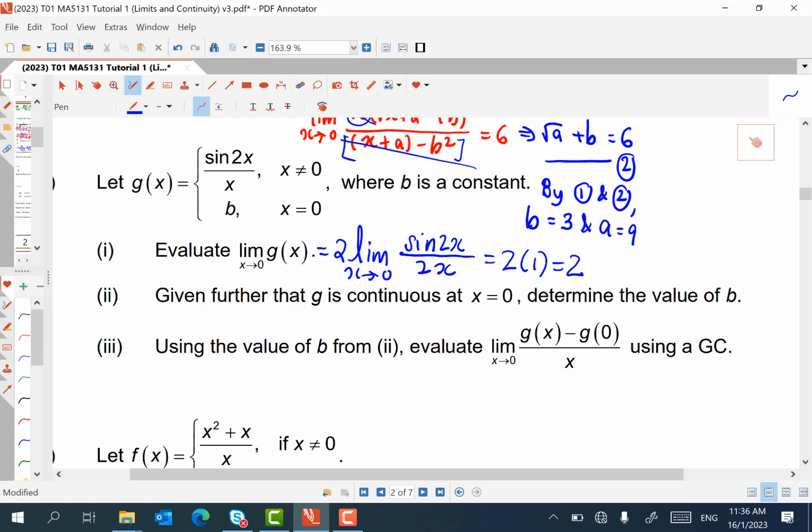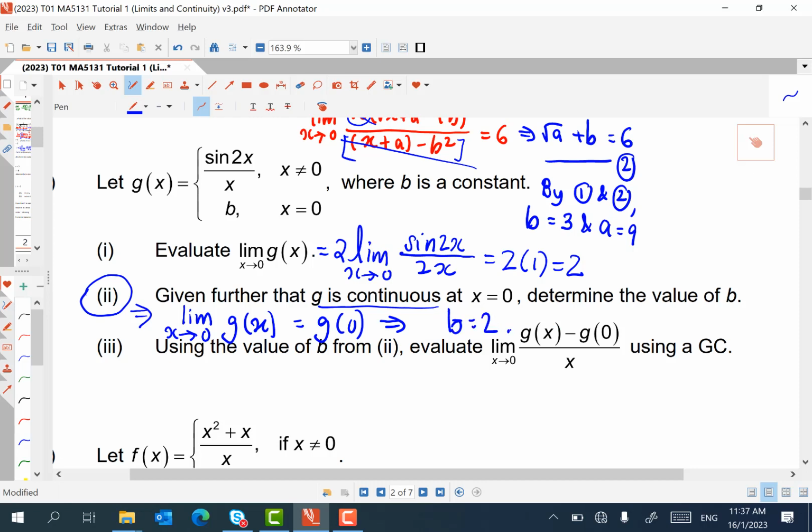Everyone is very high. Okay, for this question part 2, again we stress on presentation. If you immediately right now answer, you're doomed. You can say because it is continuous, so the limit implies 2 is equal to b, or I think better that way round, b is equal to 2.